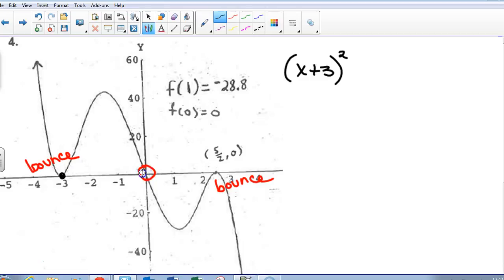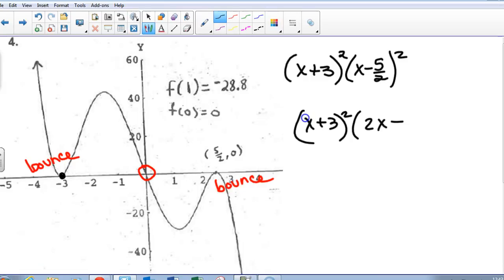Okay, what's happening here? It is bouncing at 5/2, so we could write either x minus 5/2 squared, or we could write, how else could we write that one? 2x minus 5. But there's one more. This is definitely not a degree 4. Where's the other 0? At 0, 0. So how do we write that? You could write x minus 0, or you could just put an x out in front. Okay.